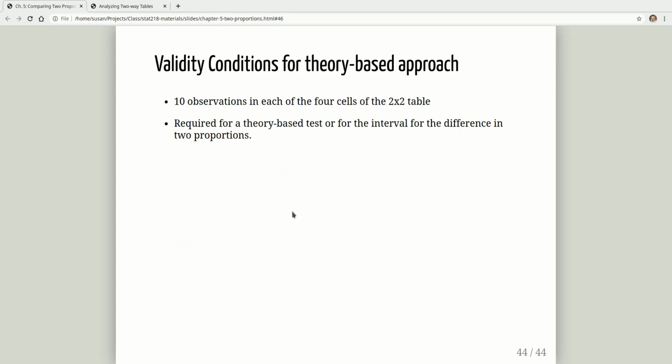So the only thing we have left is to figure out what the validity conditions are so that we ensure that we have a nice bell-shaped symmetric distribution. To get that, we need 10 observations in each cell of that 2x2 contingency table. So, 10 successes and 10 failures in each treatment group. If you have that, you can do a theory-based test or an interval. If you don't have that, you can always use the simulation-based methods. All right, so that concludes chapter 3.